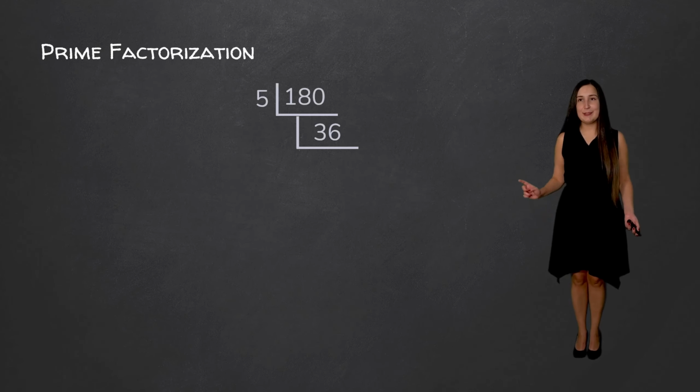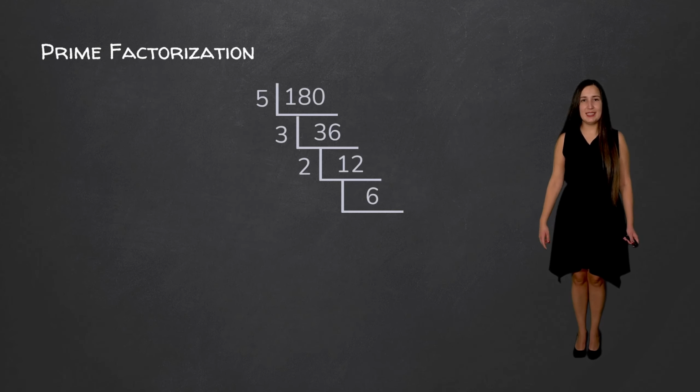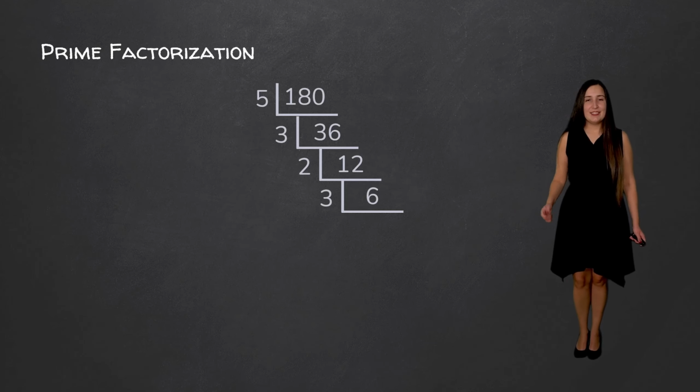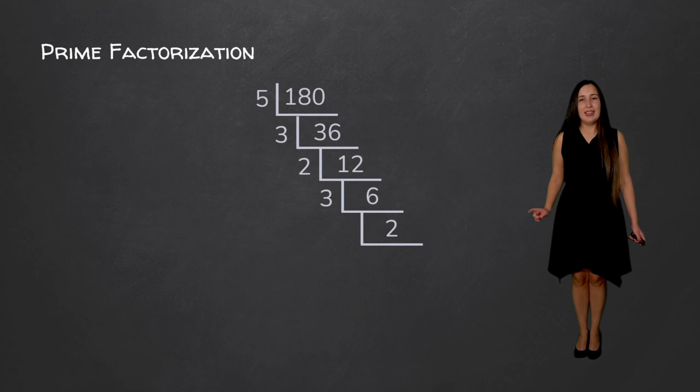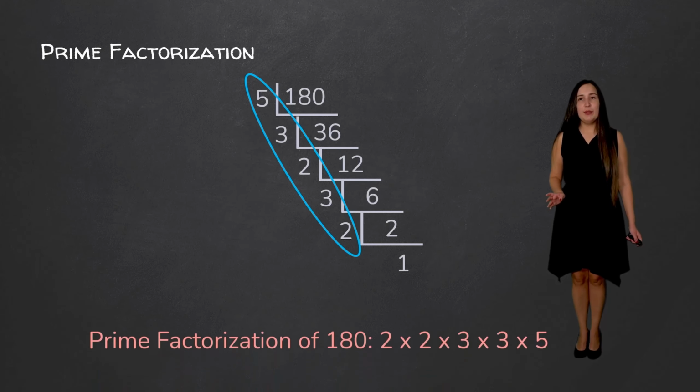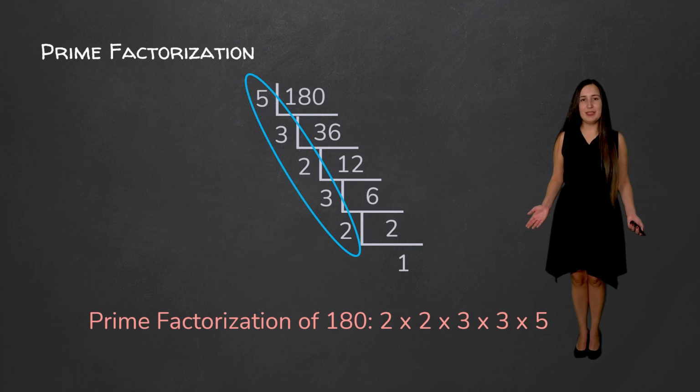So 36 divided by 3 is 12. Now we divide this by another prime number because 12 is a composite number and we have to stop at 1. 12 divided by 2 is equal to 6. Now we take 6 and divide it by another prime number. 6 divided by 3 is equal to 2. Now 2 is a prime number, but we keep going until we get 1. So 2 divided by 2 is equal to 1. Now we take these numbers on the side and write out our prime factorization. We did end up with the same answer: the prime factorization of 180 is 2 times 2 times 3 times 3 times 5.